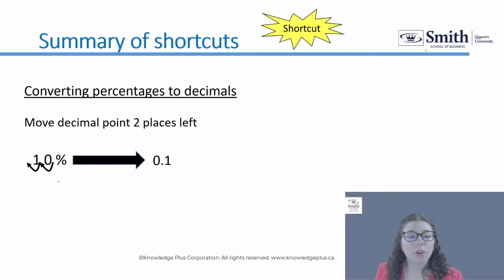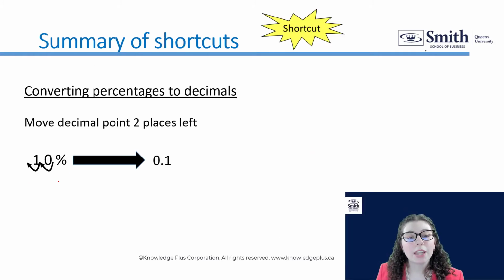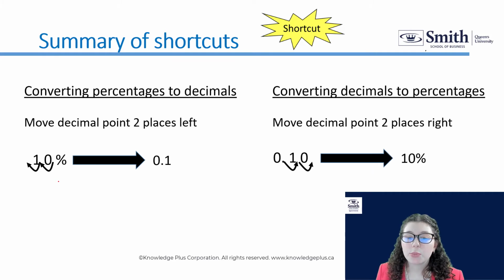Let's look at a summary of the shortcuts. To convert a percentage to a decimal, we can move the decimal place 2 places to the left. And to convert decimals to a percentage, we can move the decimal point 2 places to the right.